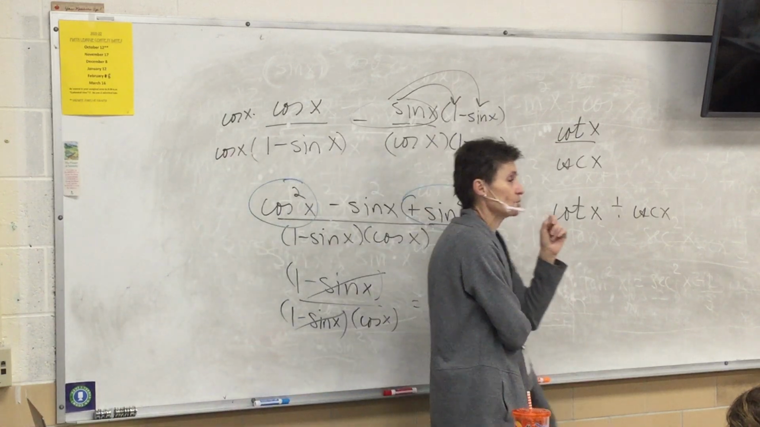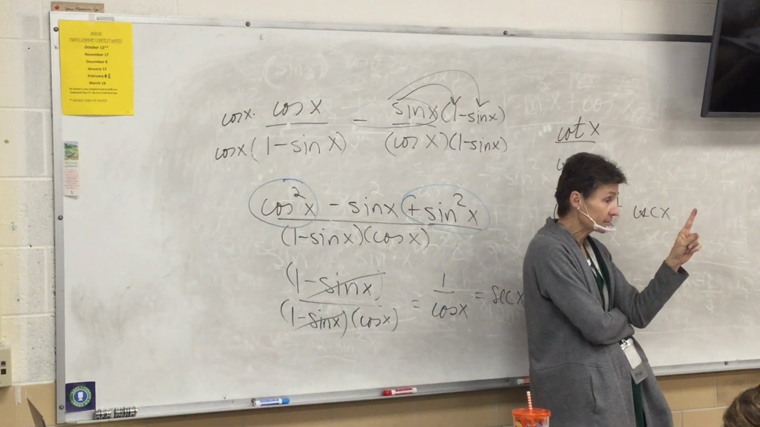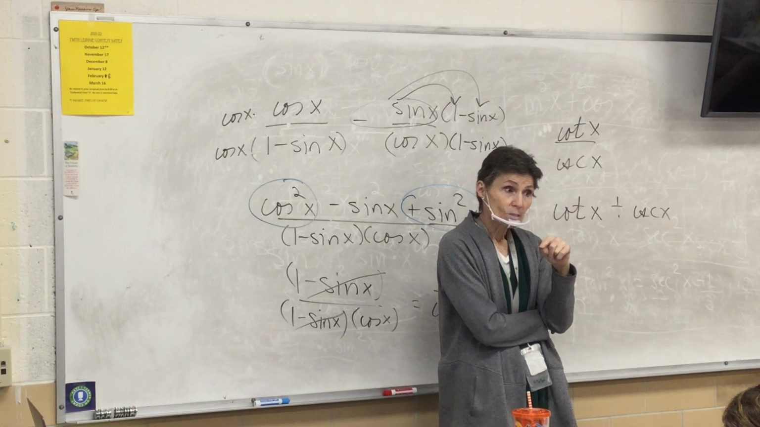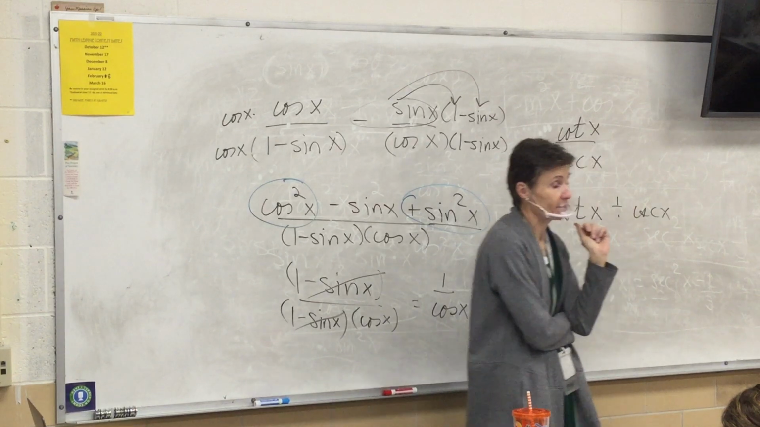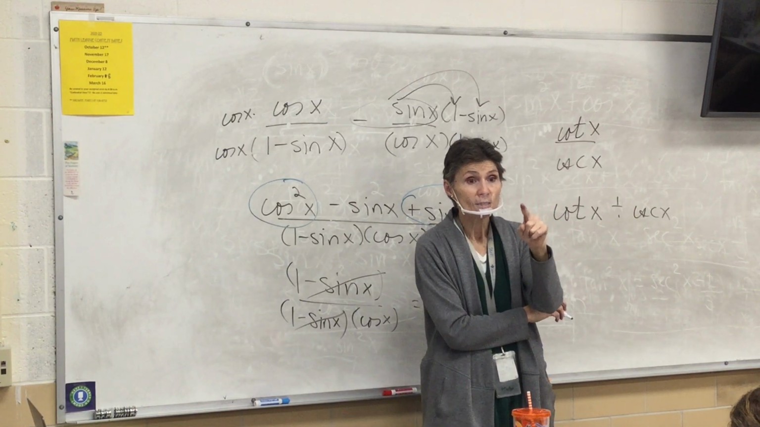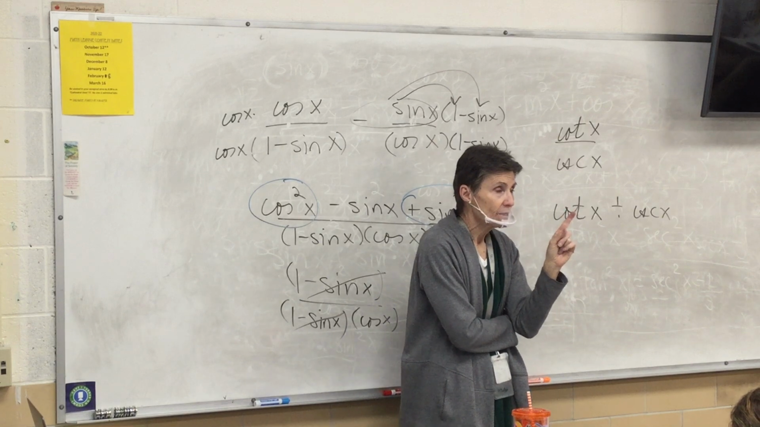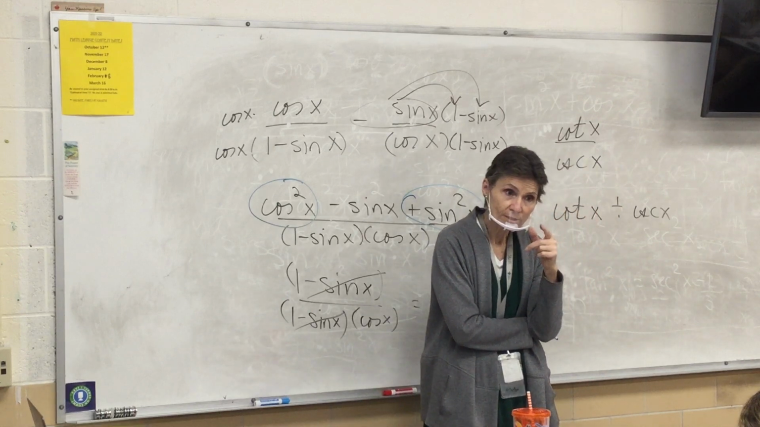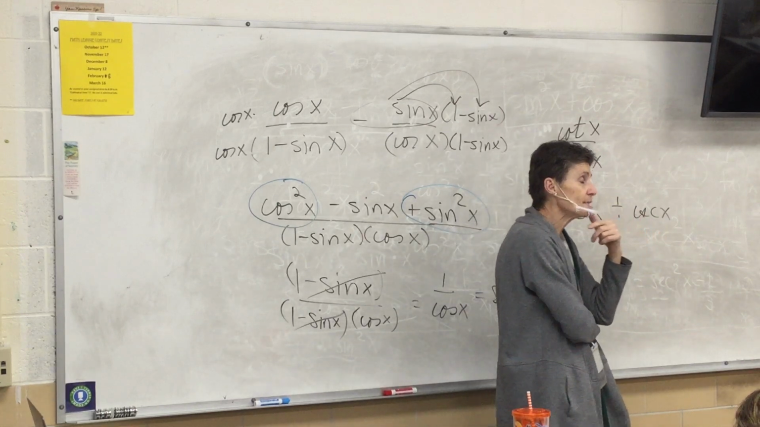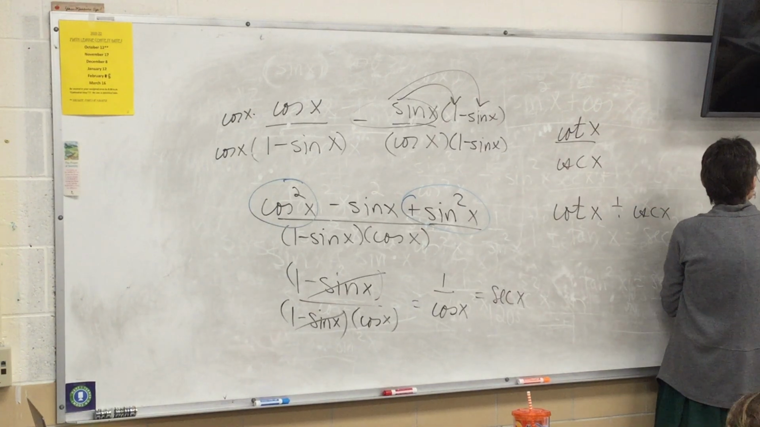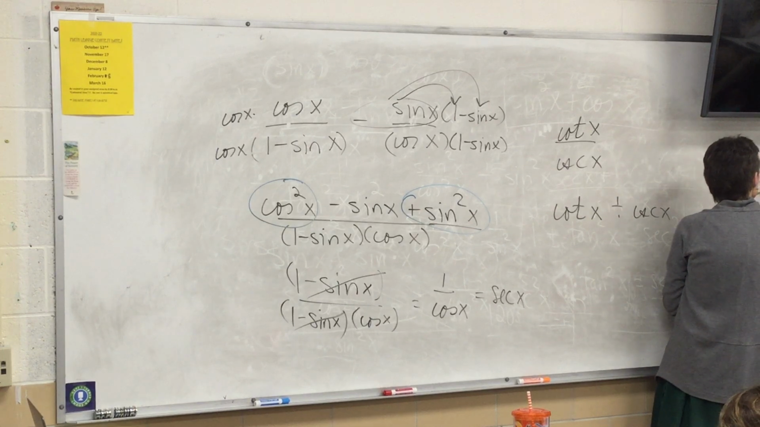Now, I want you to look at your formula sheet there. And on that formula sheet, you said that tangent was sine over cosine. So what will cotangent be? Cosine over sine. How do we know that? Because tangent and cotangent are reciprocals. So on your sheet, write cotangent x equals cosine over sine.